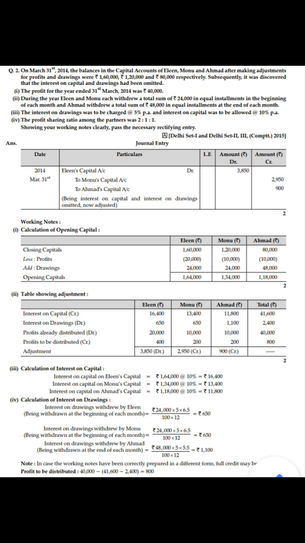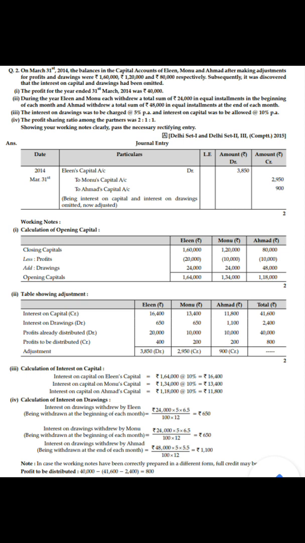The interest on drawings was to be charged at 5% per annum and interest on capital was to be allowed at 10% per annum. The profit sharing ratio among the partners is 2:1:1. Showing your working notes clearly, pass the necessary journal rectifying entry.